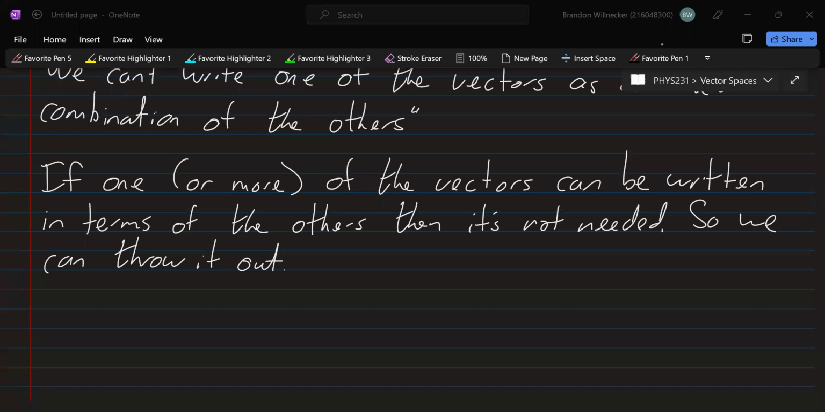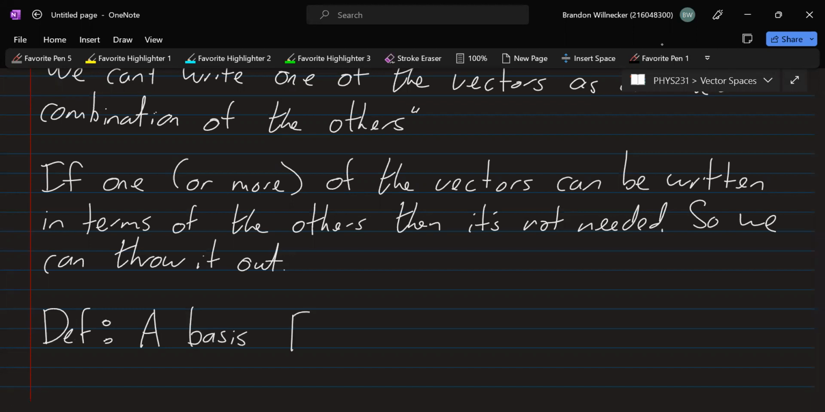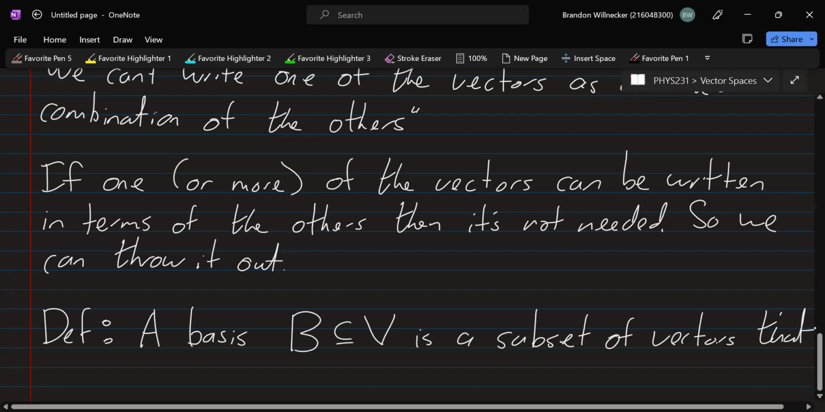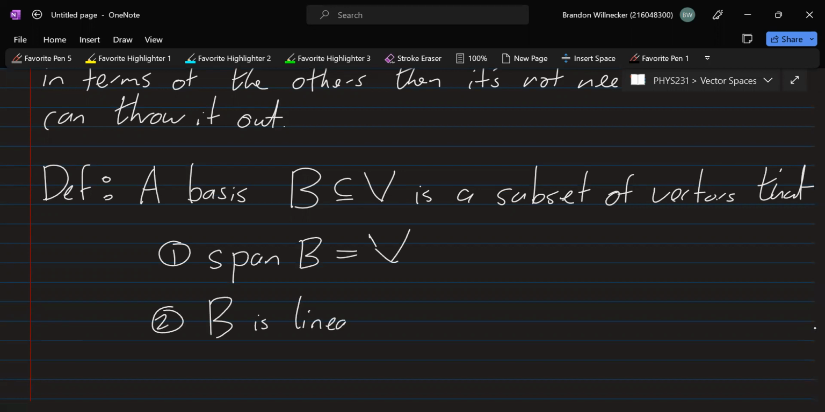Okay, so definition. A basis, B, is a subset of vectors that, number one, spans the vector space, so it's a generating set. So the span of B is equal to V. And number two, B is linearly independent.